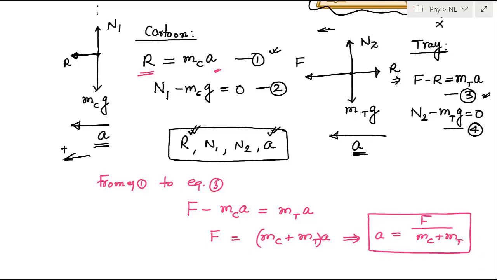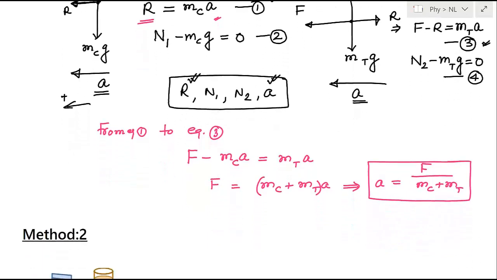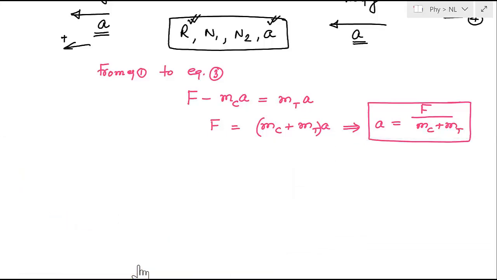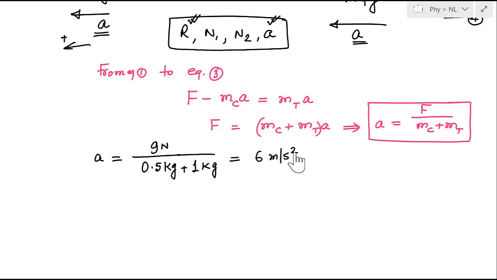We can calculate this value because I know the numerical values. So A equals, the force is given, that is 9 Newton, the mass of the cartoon is 0.5 kg, and the mass of the tray is 1 kg. If you calculate this, it comes to 6 meter per second square.